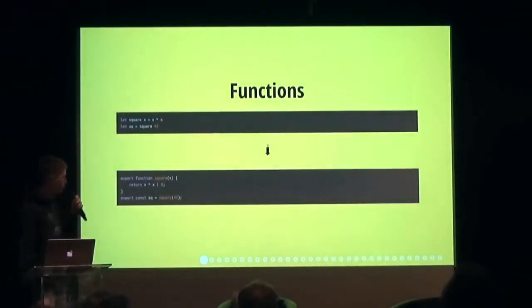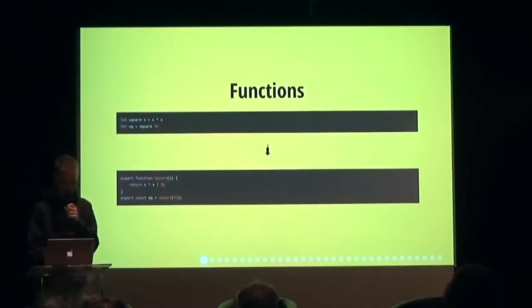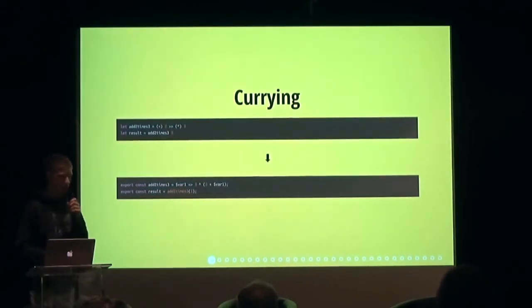Okay. So this is very straightforward. You have just a function which is transpiled to a function. Nothing complex here. But now you have currying, which is not in JavaScript.